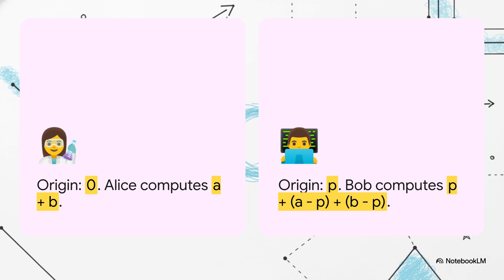But for Bob, who's starting from his own origin P, things are way different. First, he has to figure out the vectors that point from his origin to A and B. Those vectors are A minus P and B minus P. Then he adds those vectors together and applies that combined shift to his starting point P. And as you can see, they get completely different results. This proves it. Adding points isn't a well-defined operation. The answer you get depends entirely on where you decide your origin is.